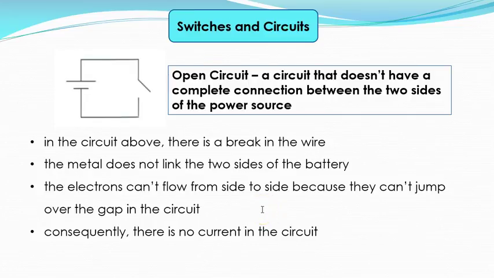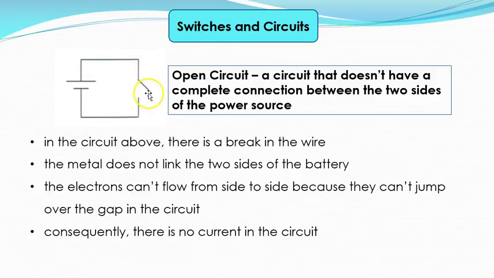Let's talk about switches and circuits. When we see circuits, a good example would be a light on the wall in a room. We think of circuits as being something that's closed, like the pictures we've seen before, but actually sometimes they're not closed. Here's an example over to the left that shows an open circuit.